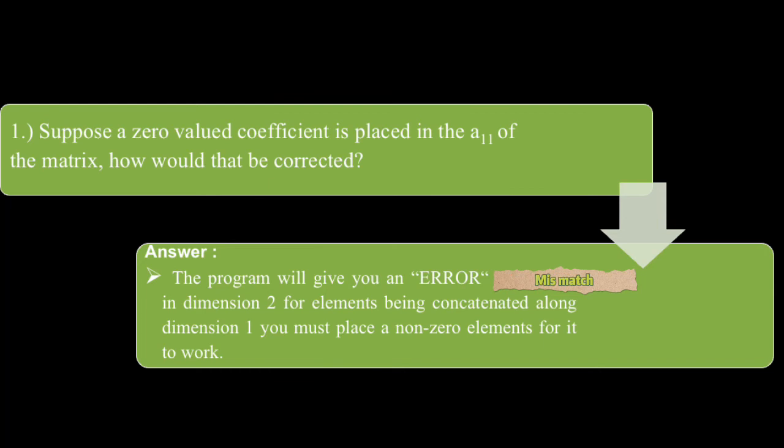For question number 1, suppose a zero-valued coefficient is placed in the element at row 1 and column 1 of the matrix. How would that be corrected? The answer is the program will give you an error, a mismatch in dimension 2 for elements being concatenated along dimension 1. You must place a non-zero element for it to work.